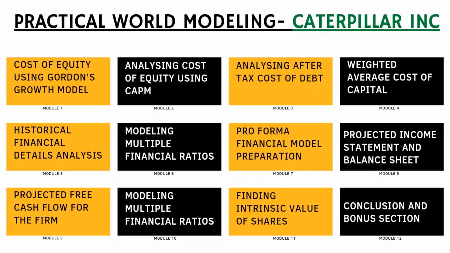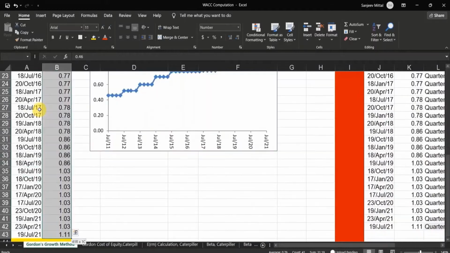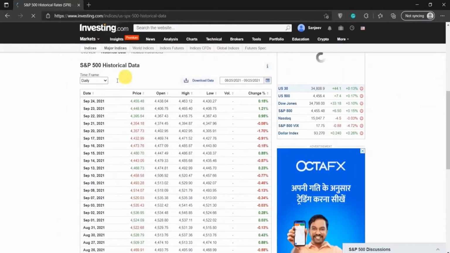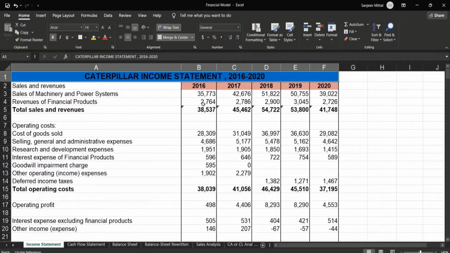In this course, I shall guide you through practical real world financial modeling. This course is divided into 12 modules, and in those modules, you shall learn about calculation of weighted average cost of capital for real world companies, your projected financial statements, your projected cash flow statement, projected balance sheet, and projected income statement. This course is totally done through Excel, and in Excel you shall be working along with me while I will be guiding you.